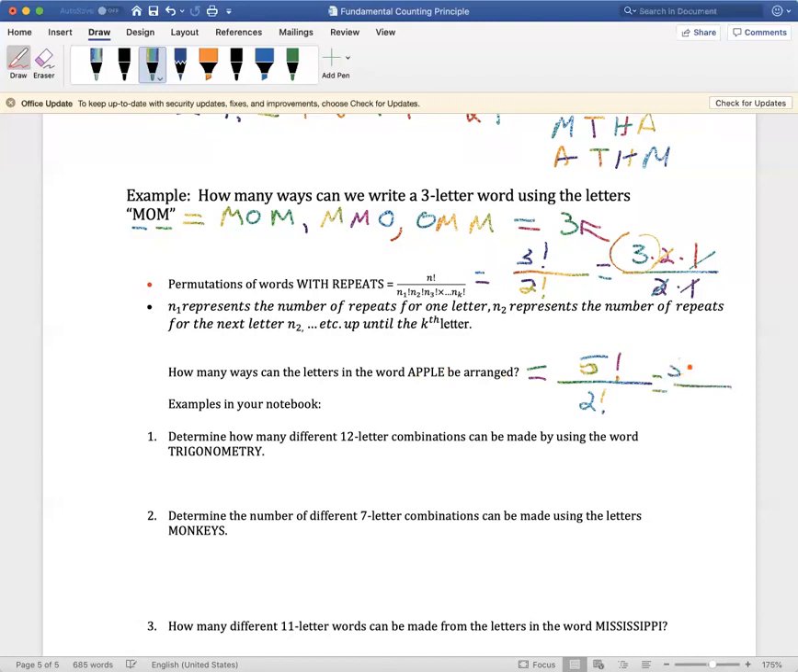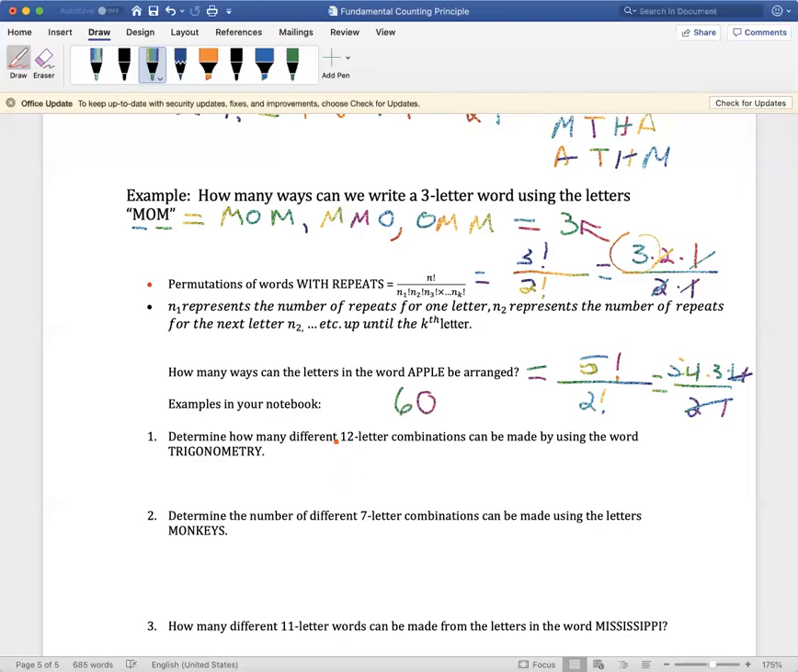5 factorial is 5, 4, 3, 2, 1. 2 factorial is 2 times 1. Cancel these out. 5 times 4 is 20. 20 times 3 is 60. So there's 60 different possibilities for writing it this way.